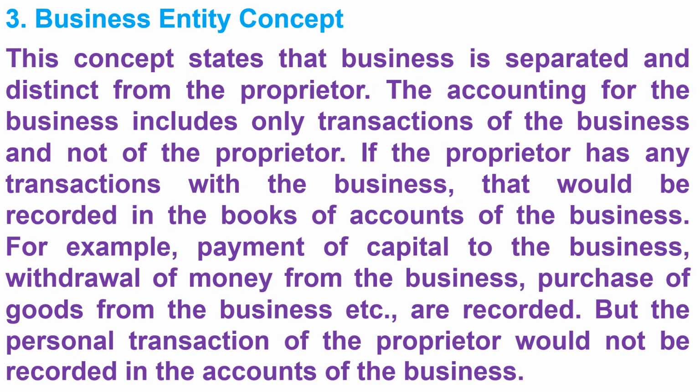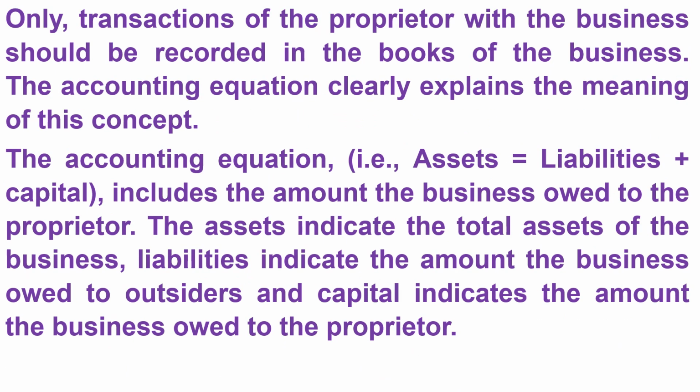3. Business entity concept. This concept states that business is separate and distinct from the proprietor. The accounting for the business includes only transactions of the business and not of the proprietor. If the proprietor has any transactions with the business, that would be recorded in the books of accounts of the business. For example, payment of capital to the business, withdrawal of money from the business, purchase of goods from the business, etc., are recorded. But the personal transactions of the proprietor would not be recorded in the accounts of the business. Only transactions of the proprietor with the business should be recorded in the books of the business.